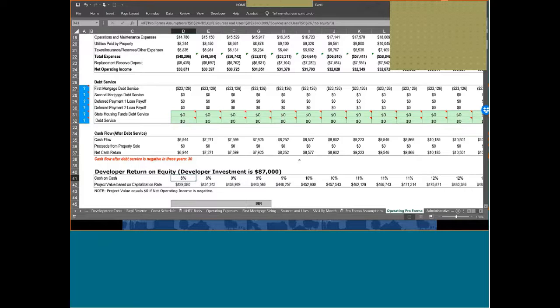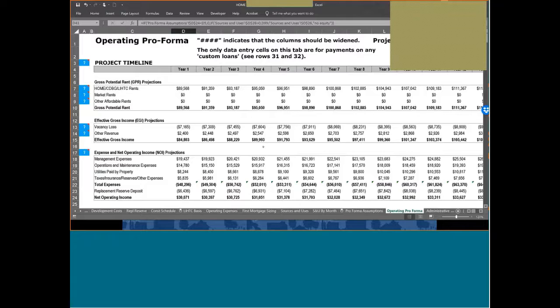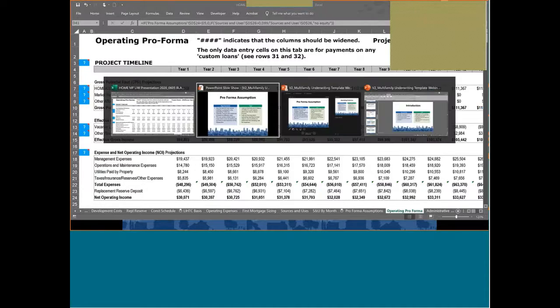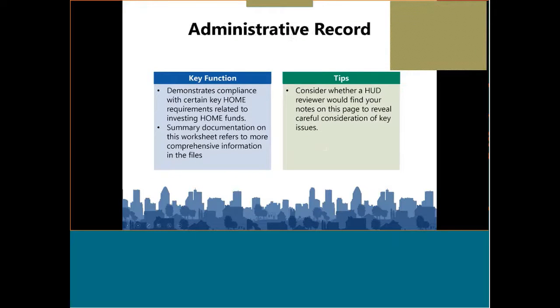So all of these pieces accrue toward a comprehensive and holistic representation of what's going into this property, and why it is viable, and what were the assumptions that you relied upon, and why were they reasonable. So at the next stage, I want to just go to the administrative record.